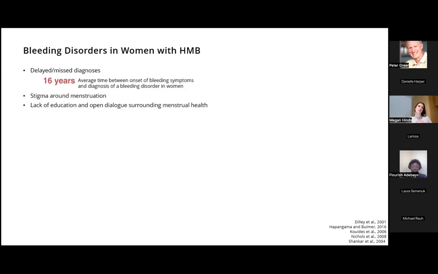Existing stigmas around menstruation, discomfort discussing menstrual symptoms, and a lack of menstrual health education can all contribute both to mischaracterization of bleeding severity as well as underreporting. And studies have found that the average age that an underlying bleeding disorder is diagnosed in women who report heavy menstrual bleeding is 35 years old. And by that time, many women have already had well over 200 periods over the course of their life.